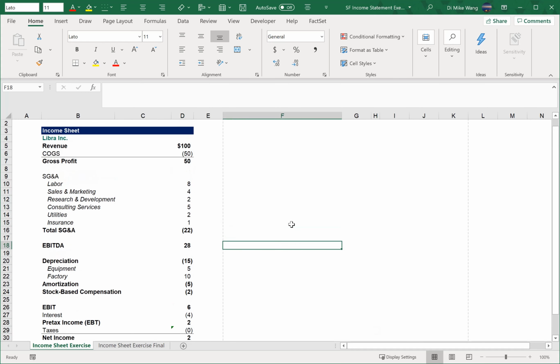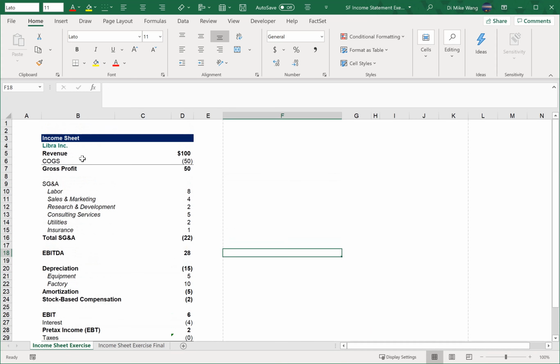So not to sound grim, but there you have it. There's the income statement for Libra Incorporated, our premier scale manufacturing company. And hopefully see you next time for our statement of cash flows.